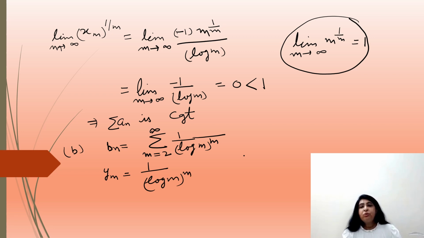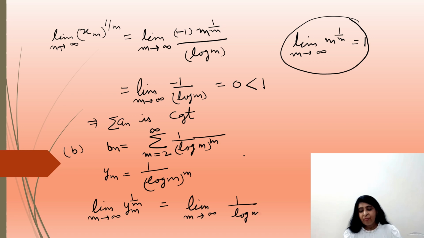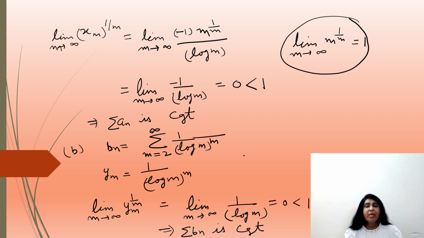Now applying Cauchy's root test again. So what you will get: the limit as m approaches infinity of ym raised to power 1 by m, which is equal to the limit as m approaches infinity of 1 by log m. 1 by infinity will give you 0. 0 is less than 1. This implies sigma Bn is convergent. So the answer is series sigma An and series sigma Bn both are convergent.